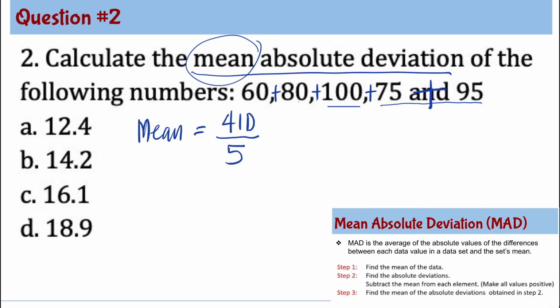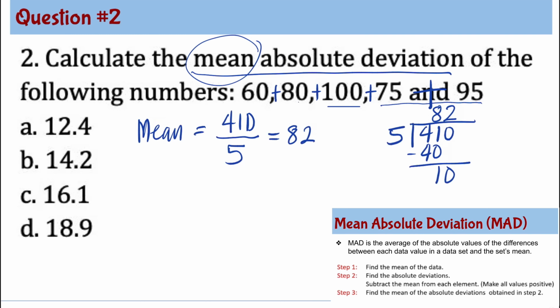Now, to get the mean, we need to divide 410 by 5. So 5 can go into 41 8 times. That's 40. We subtract, so that's 1. Bring down 0. So that means it's 2. So the mean is 82, which is our first step.